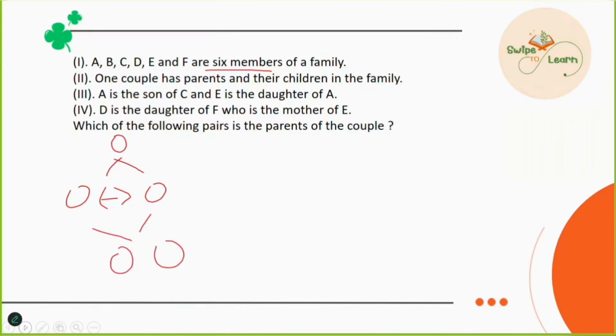Next, A is the son of C. Okay, let's write it. A is son of C. Okay, A is male and C. E is the daughter of A. Okay, E is daughter of A. A here and E is here. E is daughter of A.